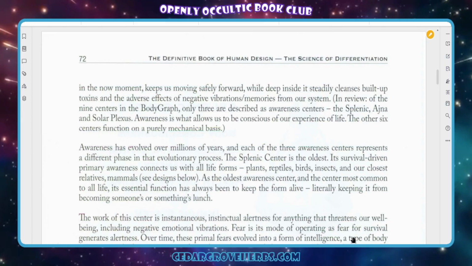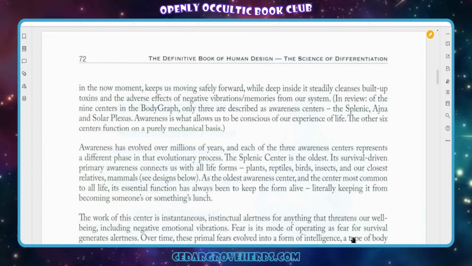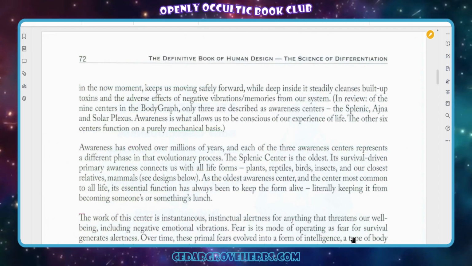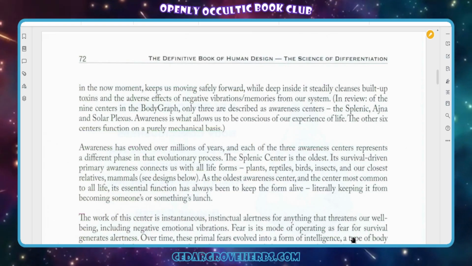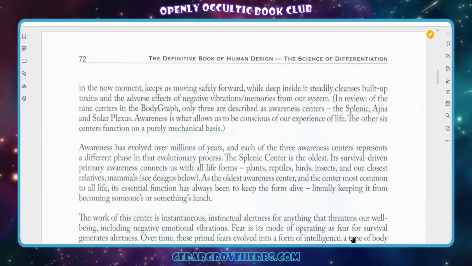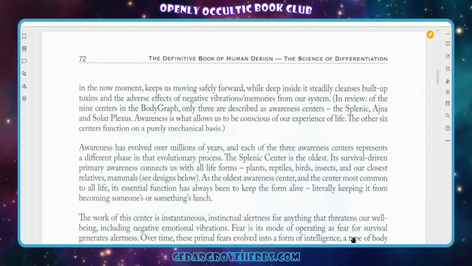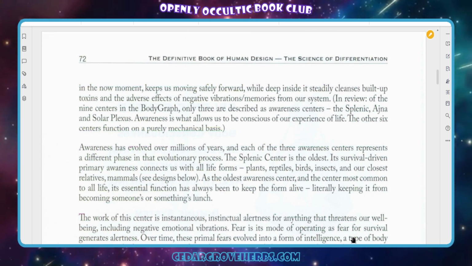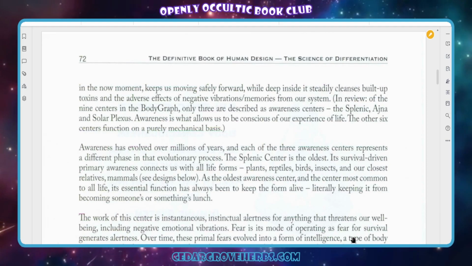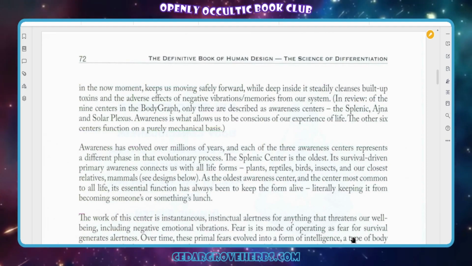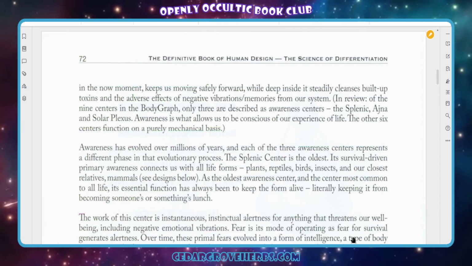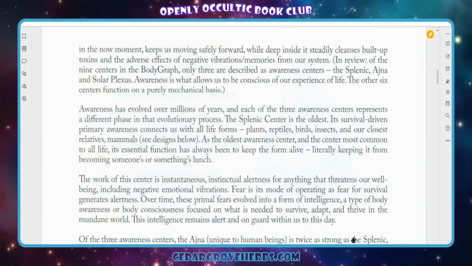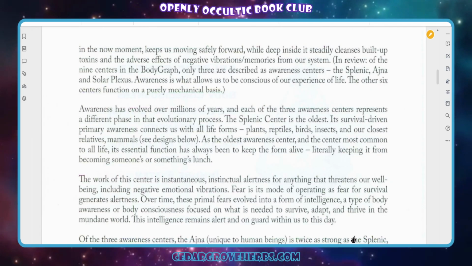In review, of the 9 centers in the bodygraph, only 3 are described as awareness centers: the splenic, the Ajna, and the solar plexus. Awareness is what allows us to be conscious of our experience of life. The other 6 centers function on a purely mechanical basis, meaning it's like your heartbeat, it's like your breathing. You're not consciously aware as much, it does it automatically, right? Awareness has evolved over millions of years, and each of the 3 awareness centers represents a different phase in that evolutionary process. The splenic center is the oldest.